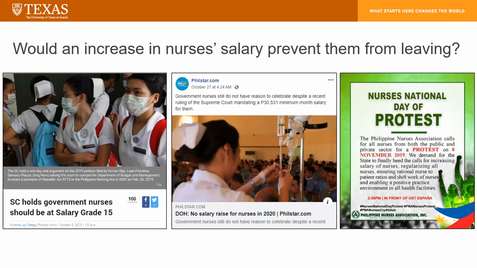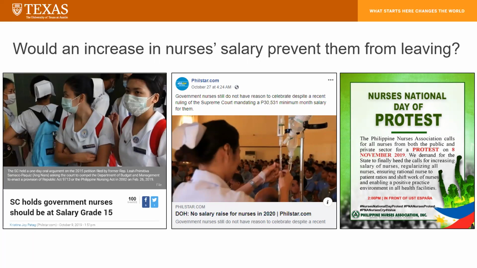The question I'd like to point out eventually is, would an increase in nurses' salary prevent them from leaving? I haven't published the result, but we have some data on this. I wouldn't generalize this for most hospitals, but the data we have from a particular hospital is that salary is not really a predictor. It's actually the working environment, how stressful the work environment is. So it doesn't really have a direct implication.